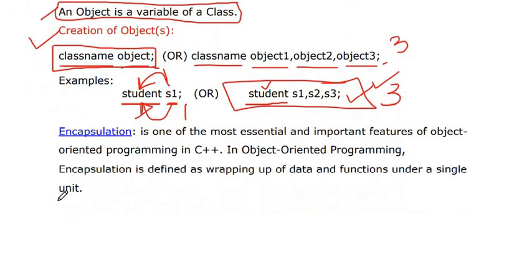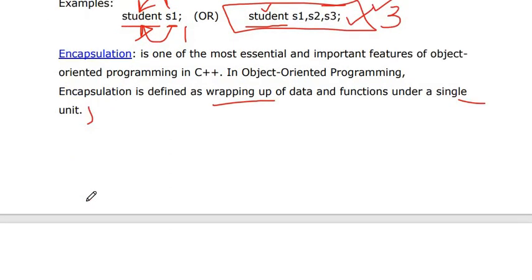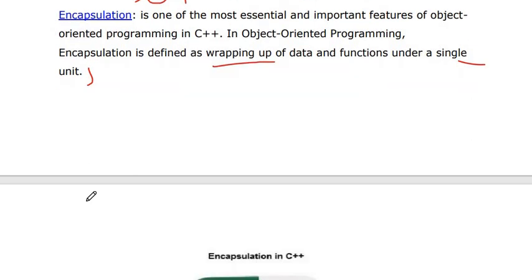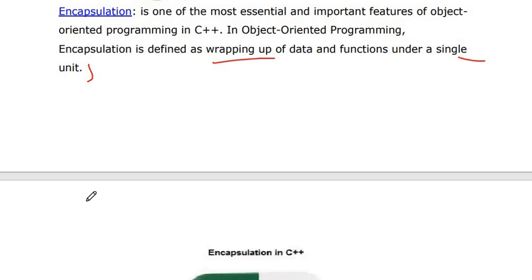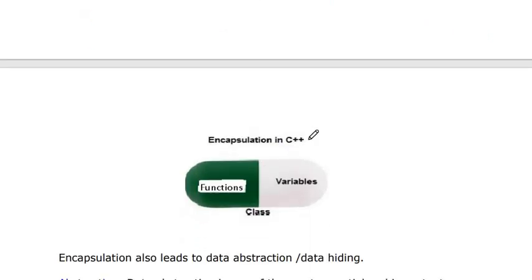Now let us go to the third one. Encapsulation. Encapsulation is one of the most essential and important features of object-oriented programming in C++. In object-oriented programming, encapsulation is defined as wrapping up data and functions under a single unit. Encapsulation means wrapping up of data and functions into a single unit. Encapsulation is performed by only class. Right. Look here.